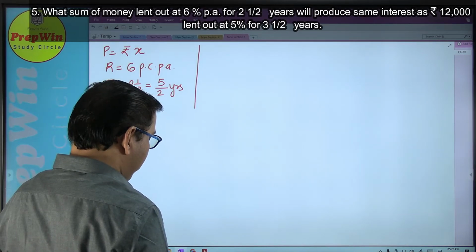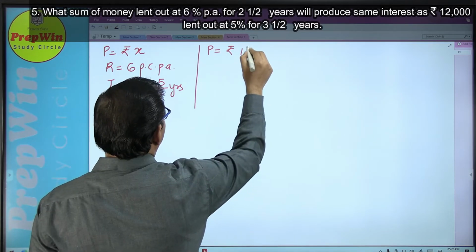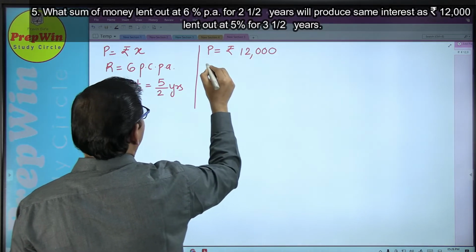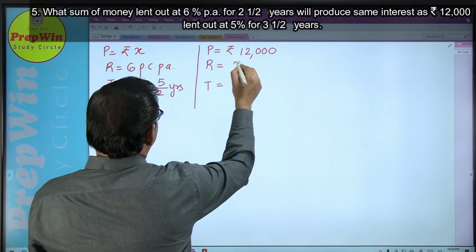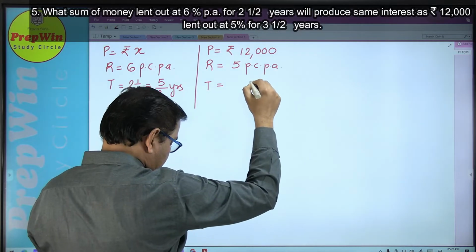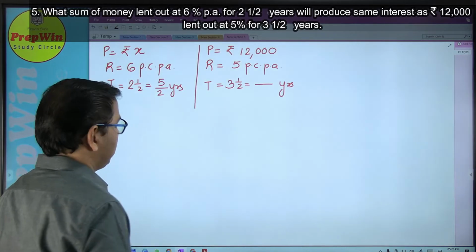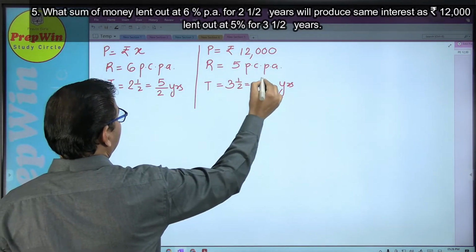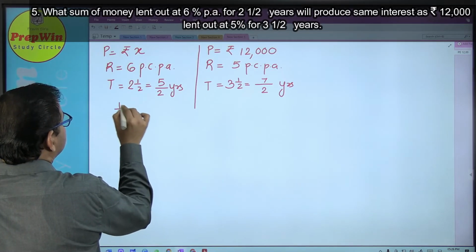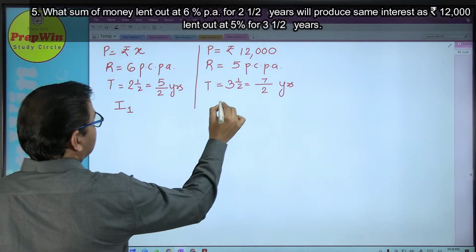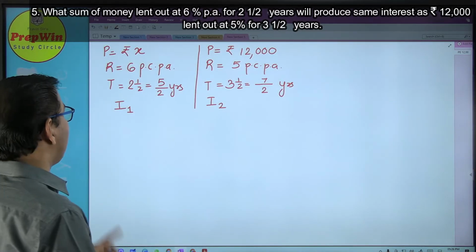Will produce the same interest as rupees. There is another investment where 12,000 is invested. Principal is 12,000. How much is the rate and how much is the time period? The rate of interest is 5% per annum and the time period is 3.5 years. Again 3.5. What will be the fraction here? 7 upon 2. 3 into 2 is 6. 7 by 2 years. Right? Now the condition given here is that this is I1, the interest which you get here is equal to the interest which you get here. Interests are equal.